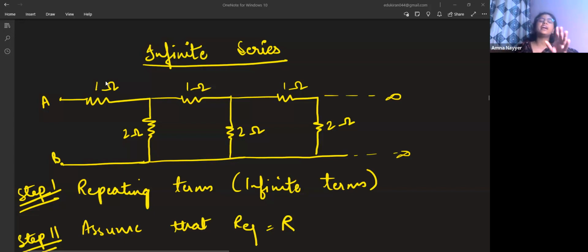See, in an infinite series of resistors, you will notice that the ends are infinity, meaning an infinite number of resistors are connected. Now, how will you find the series and parallel combination? Because infinitely, you cannot keep on adding them either in series or in parallel. So the best method, if you get a question on an infinite series, is to identify the repeating term.